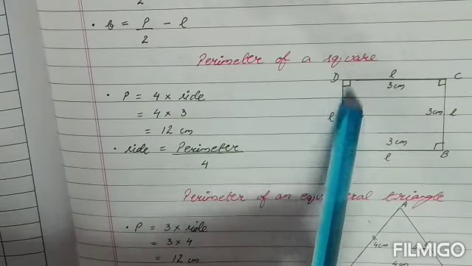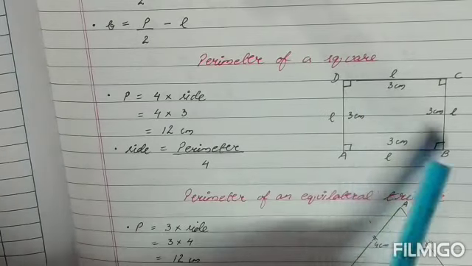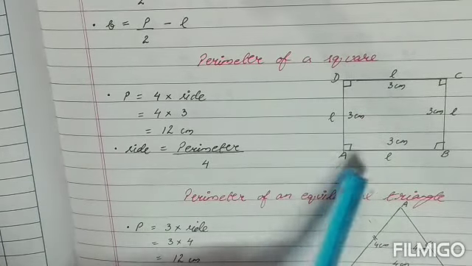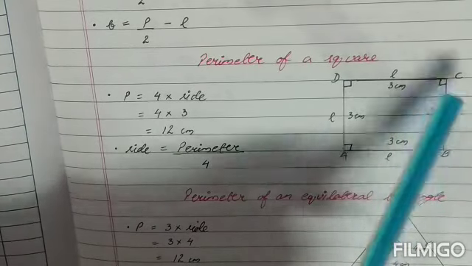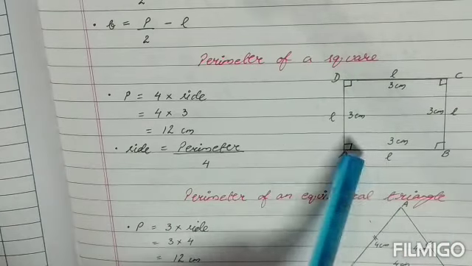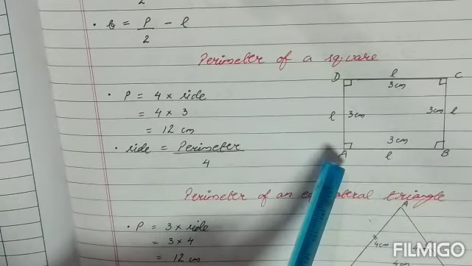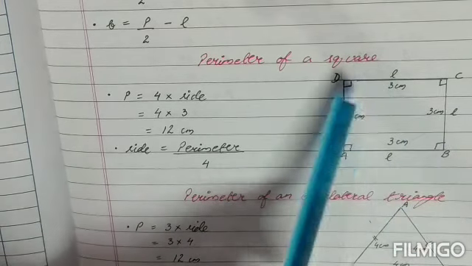See this, I have made a square, children. Now in a square, we have to again keep in mind that all the 4 sides are of the same length. So I have taken the length to be 3 centimeter, right? So all the 4 sides are 3 centimeter each. And the 4 angles inside a square are 90 degree each. This is a sign for a 90 degree angle.